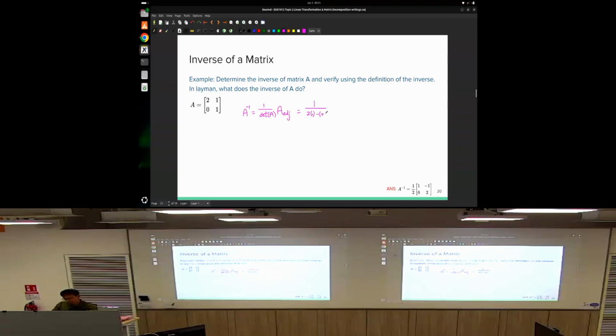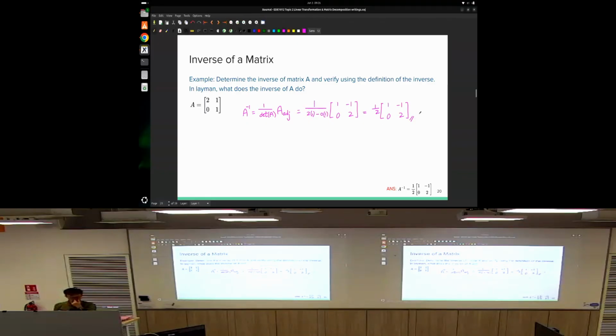minus 0 times 1. Then the adjoint, as I mentioned, you just swap the diagonal elements. So 2, 1 become 1, 2. Then after that, you just throw a negative to the off diagonals. Negative must be given to both off diagonals. Minus 0 is still 0, correct? Then 1 becomes minus 1. So therefore, you can see here it's just half multiplied by the adjoint matrix. Okay, so this is A inverse.